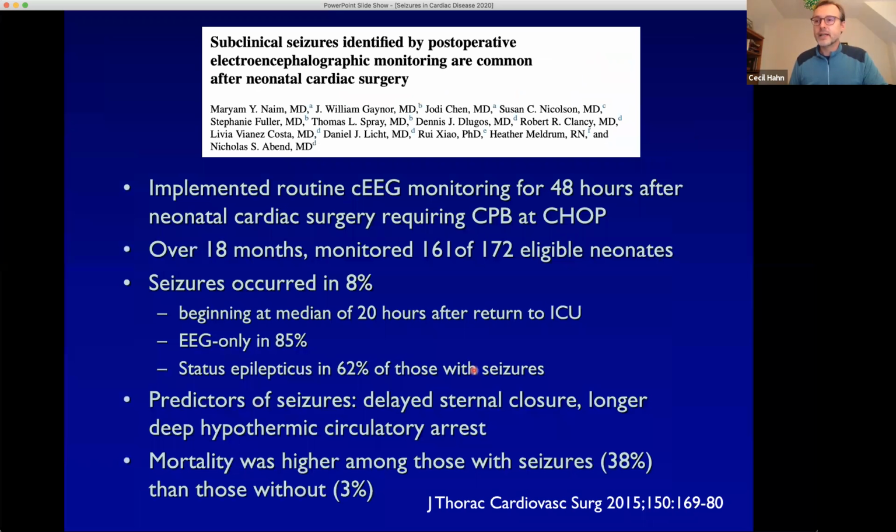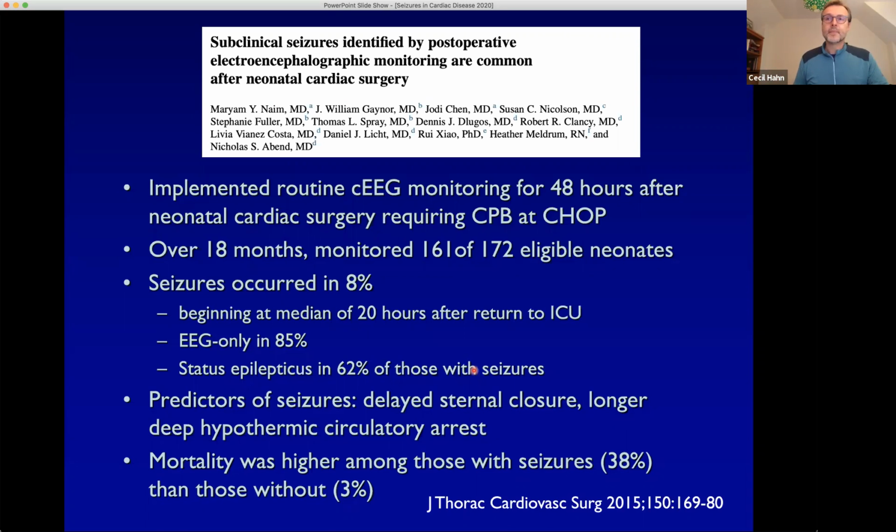So this really nice study looked at an experience again from Children's Hospital of Philadelphia, where they implemented EEG monitoring in every baby undergoing cardiac surgery. So every neonatal cardiac surgery over the period of about 18 months. So 172 babies, a high volume center. And when they were very permissive, they monitored every child, and only 8% of them actually had seizures. So much lower than some of the data I showed you before, presumably because they monitored everyone, okay?